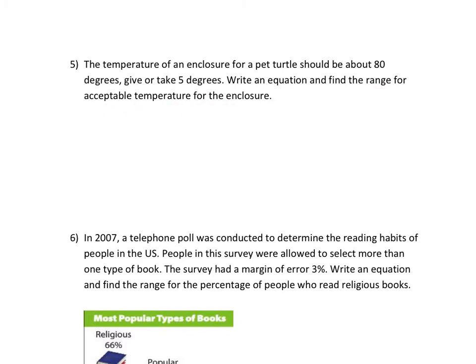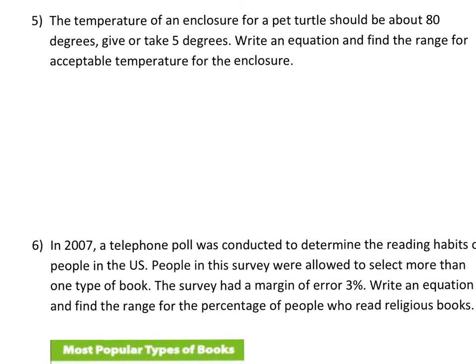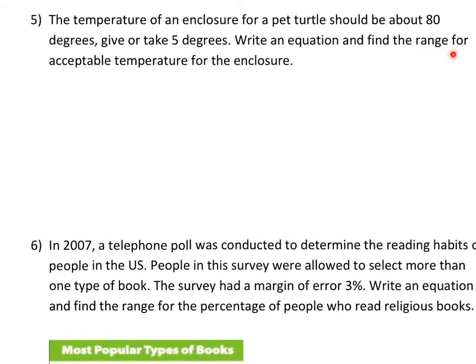Okay, so now you're actually going to write an absolute value equation, and they're all kind of set up the same way. But before we get started on that, the first thing we're going to do is define a variable. Okay, so if I'm looking here, it says find the range for an acceptable temperature. So I'm going to go ahead and say T equals temperature. Okay, now when it says give or take 5 degrees, we are talking about the word within. Okay, it's within 5 degrees.